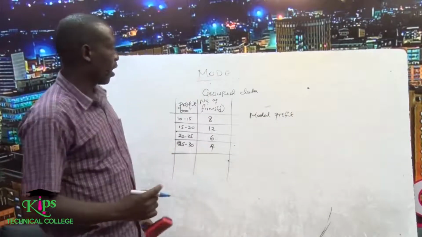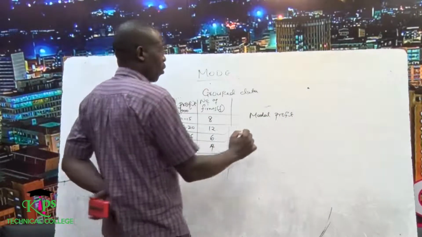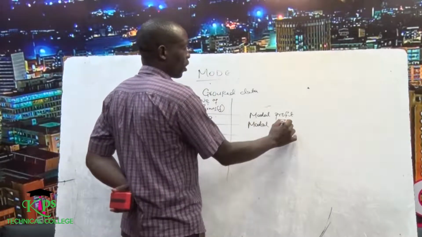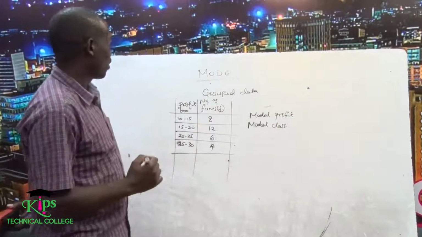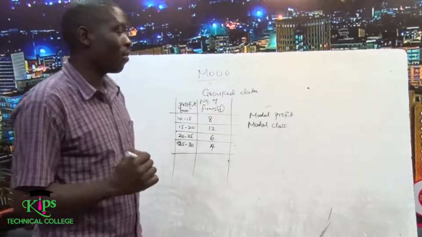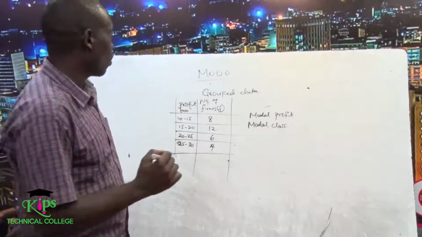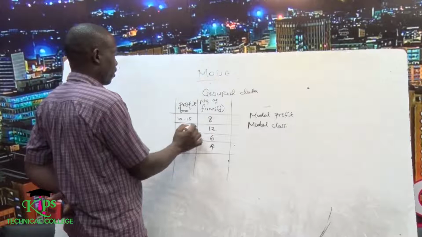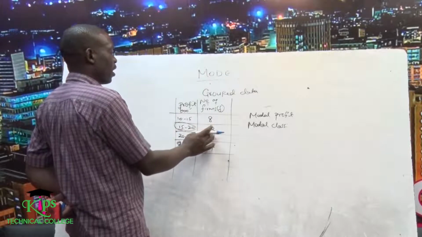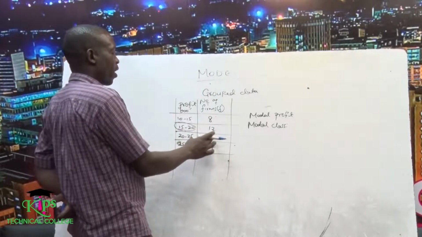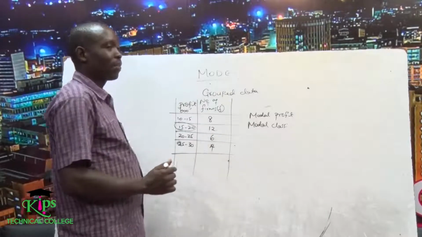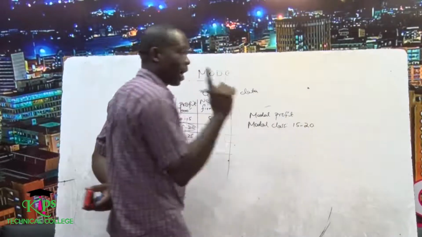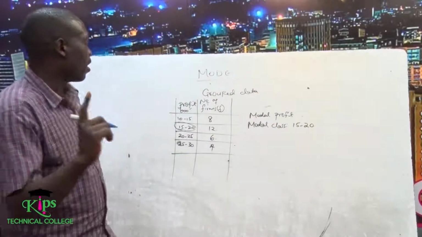When it comes to this kind of question, first of all, we need to locate the model class. The model class is the class that is going to have the highest frequency. In this case, it is the class 15 to 20, because it has got 12 as the frequency, where others have less than that. So the model class is 15 to 20, the class with the highest frequency.